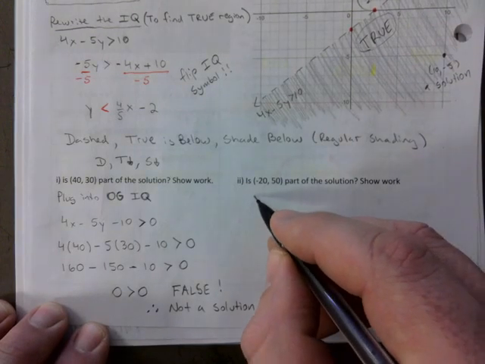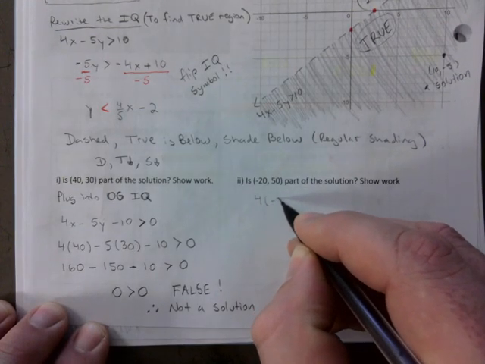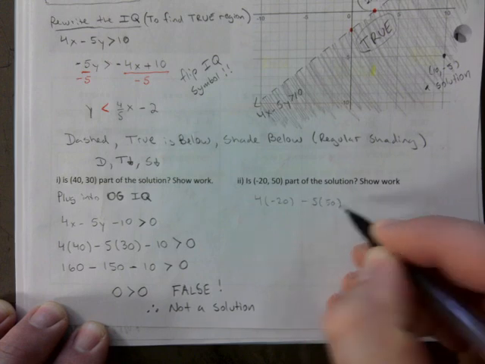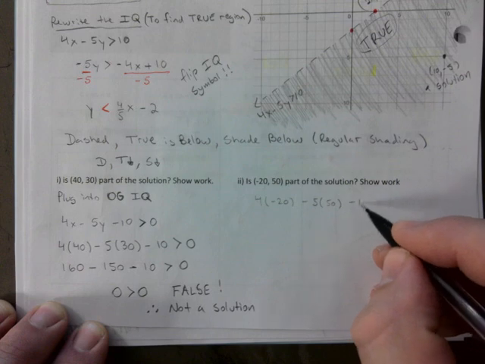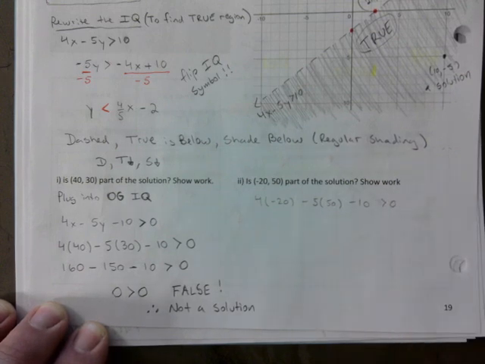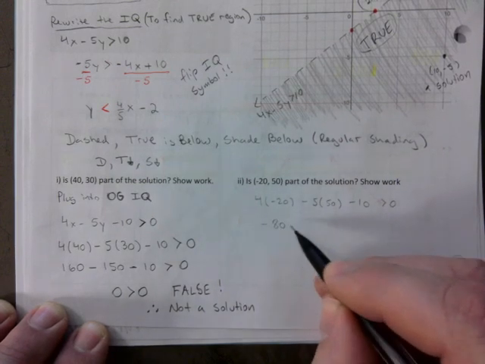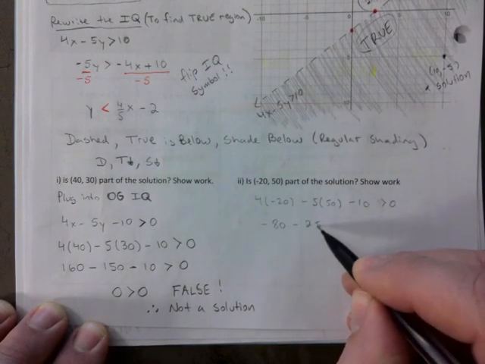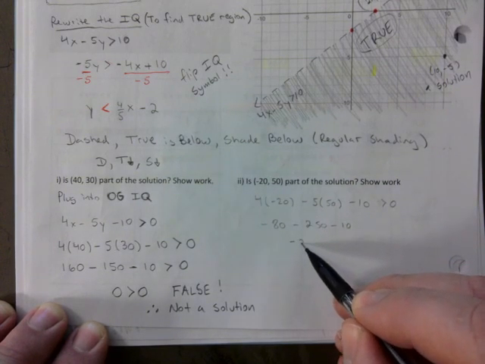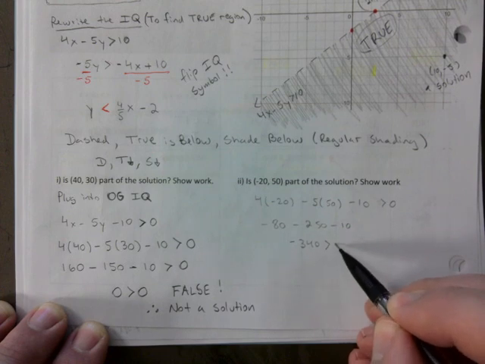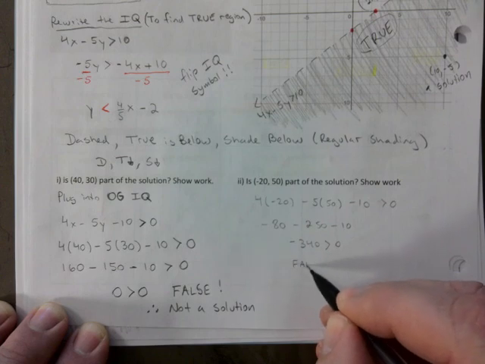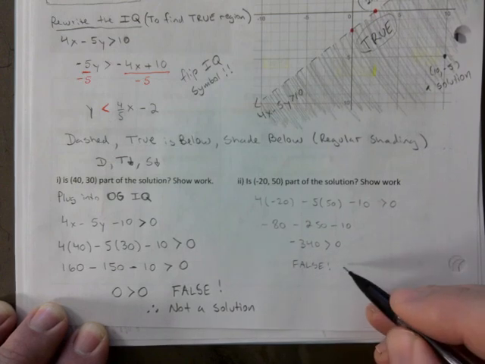All right. That's your starting point. And this ends up being negative 340, supposed to be greater than 0, and that's a definite false, not a solution.